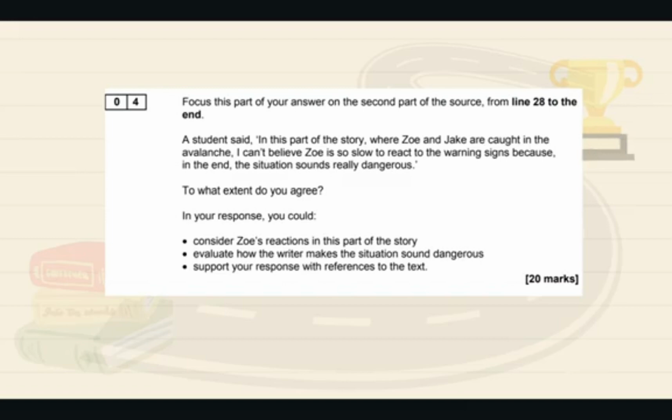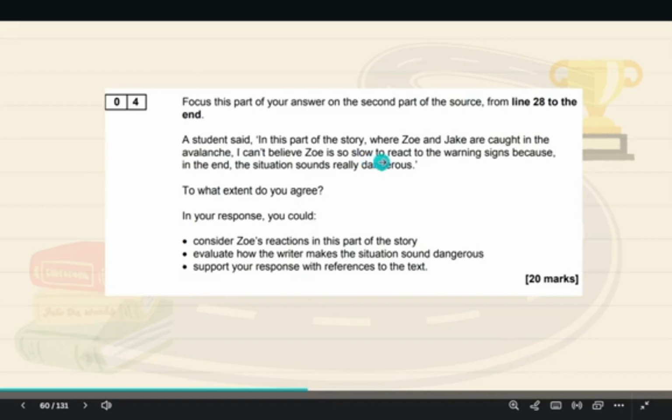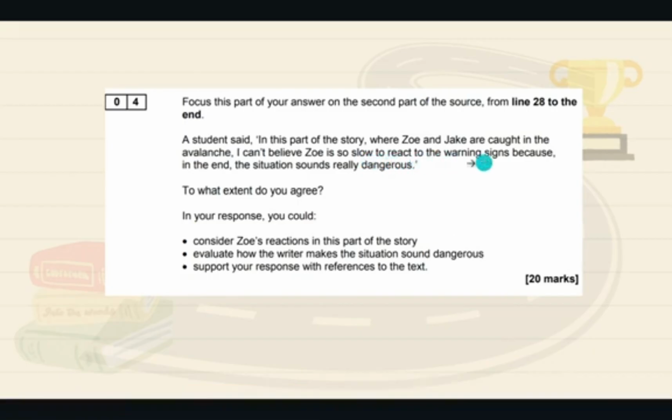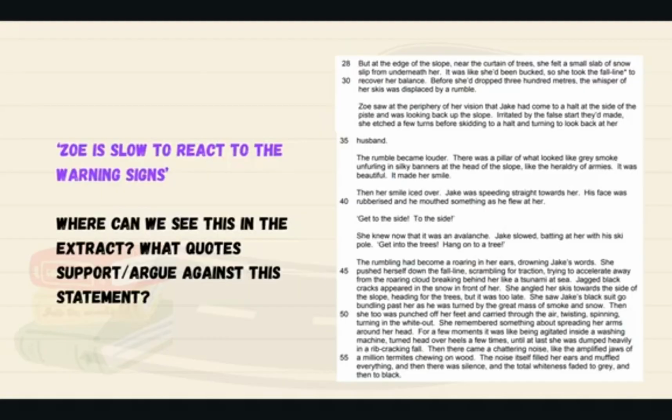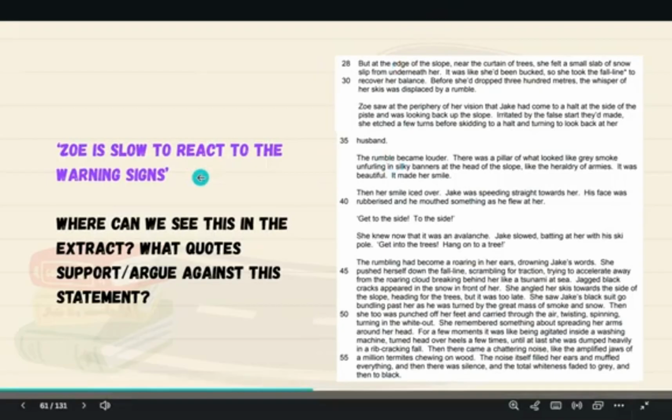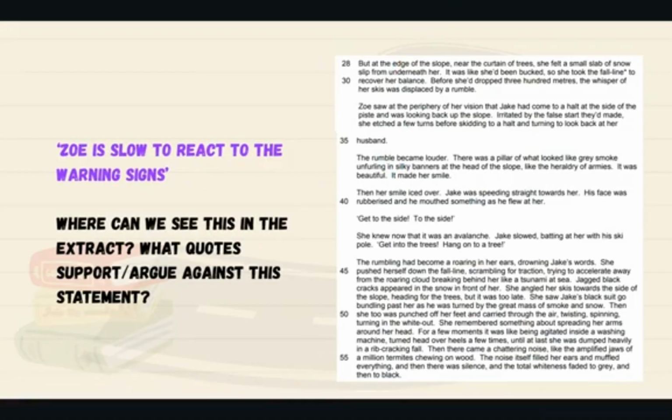So for this text, I would recommend breaking the statement down into two parts. The first part here would be that Zoe is so slow to react to the warning signs, and the second part is the situation sounds really dangerous. Then you have to look at line 28 to the end and pick out quotes for each part of the statement, and then you can either agree or disagree. So here I've put lines 28 to the end, and I've put the first part of the statement where Zoe is slow to react to the warning signs.